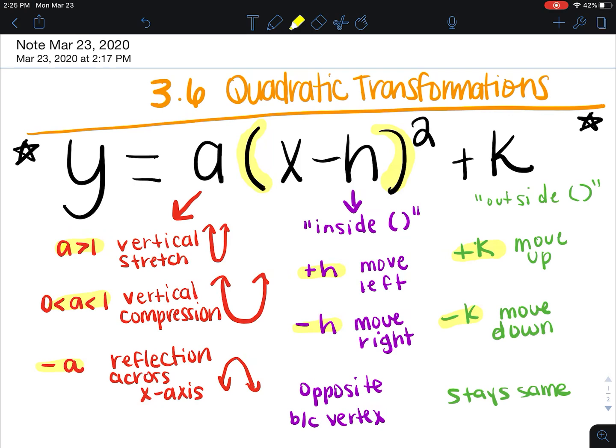Now these transformations, we're doing quadratics, so we're only looking at parabolas, but later we're going to do transformations with the square root function. All of these transformations are the same. Instead of a quadratic, it's a square root function. So it's really cool that A, H, and K do the same thing every time on every single function.